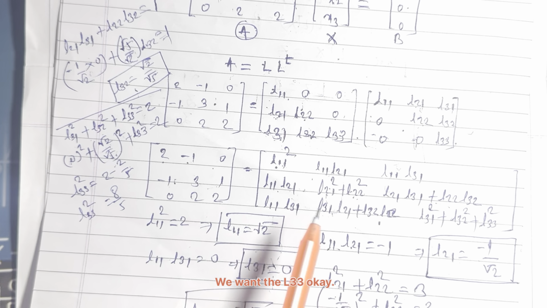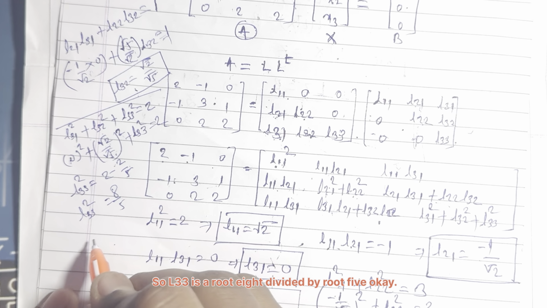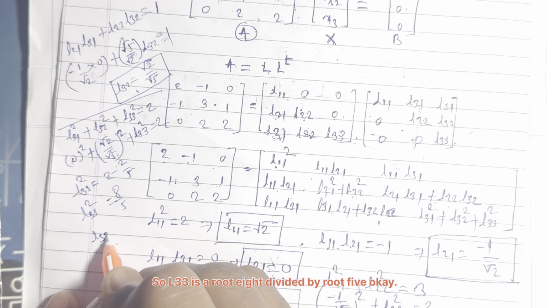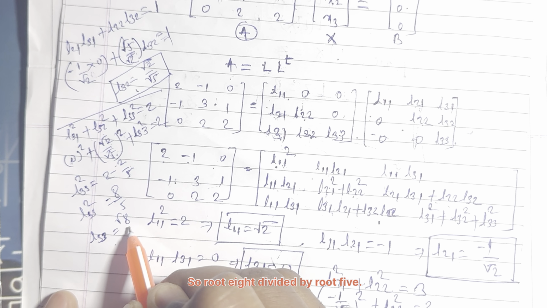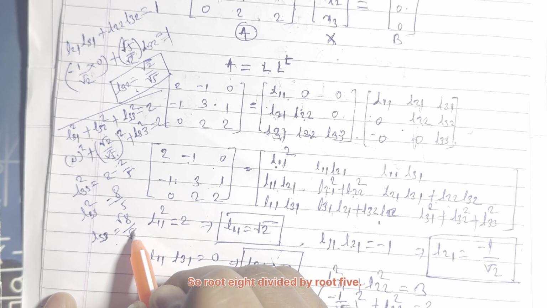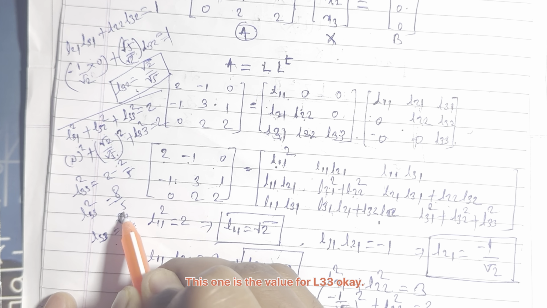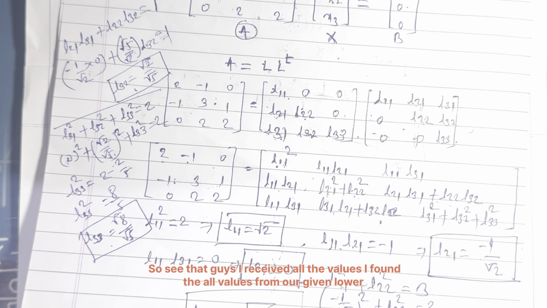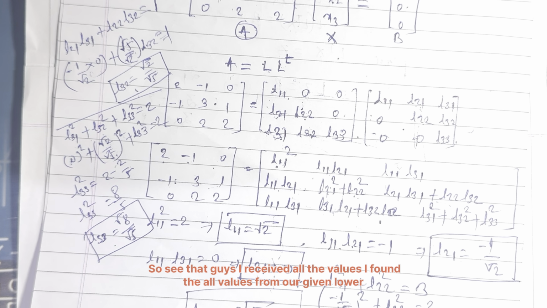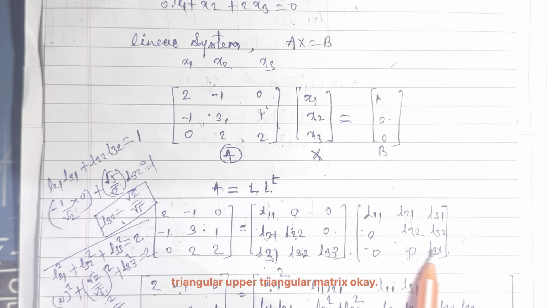We want the L33. So L33 is root 8 divided by root 5. This one is the value for L33. So see that guys, I received all the values. I found all the values from our given lower triangular, upper triangular matrix.